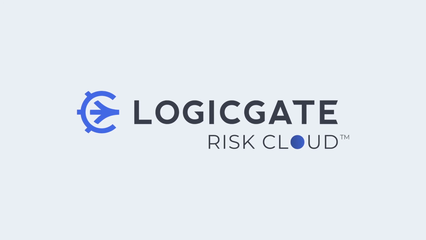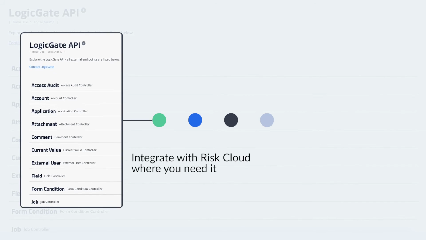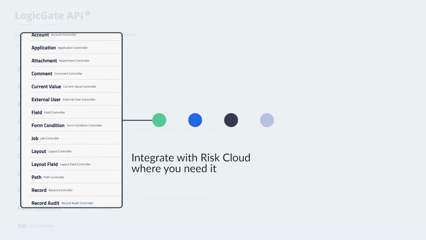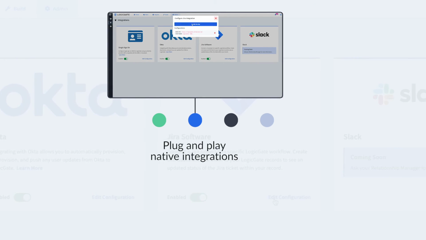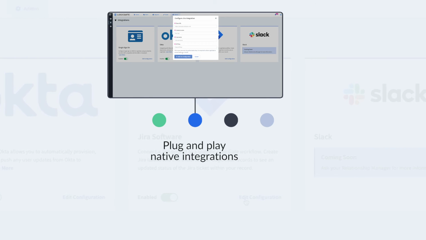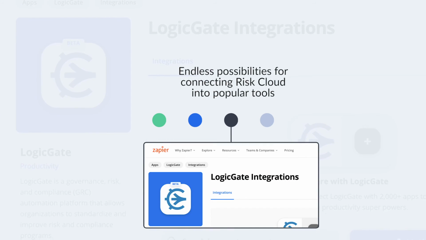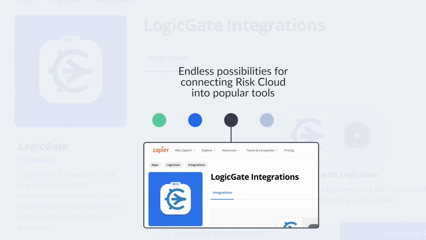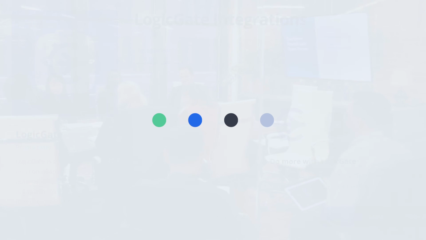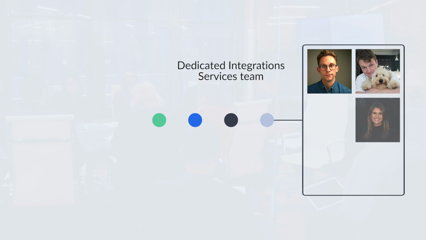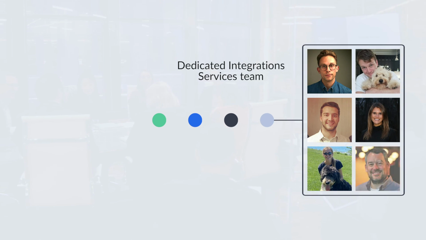Here's how. LogicGate gives you options when it comes to integrations. Our RESTful API gives you the access and flexibility to integrate with Risk Cloud where you need it. Plug-and-play native integrations are already set up to easily integrate right into Risk Cloud. API automation platforms, like Zapier, give you endless possibilities for connecting Risk Cloud into popular tools and are just a zap away. Finally, our dedicated integrations services team is here to guide you and build custom integrations that your organization might need. Connecting to Risk Cloud has never been easier.